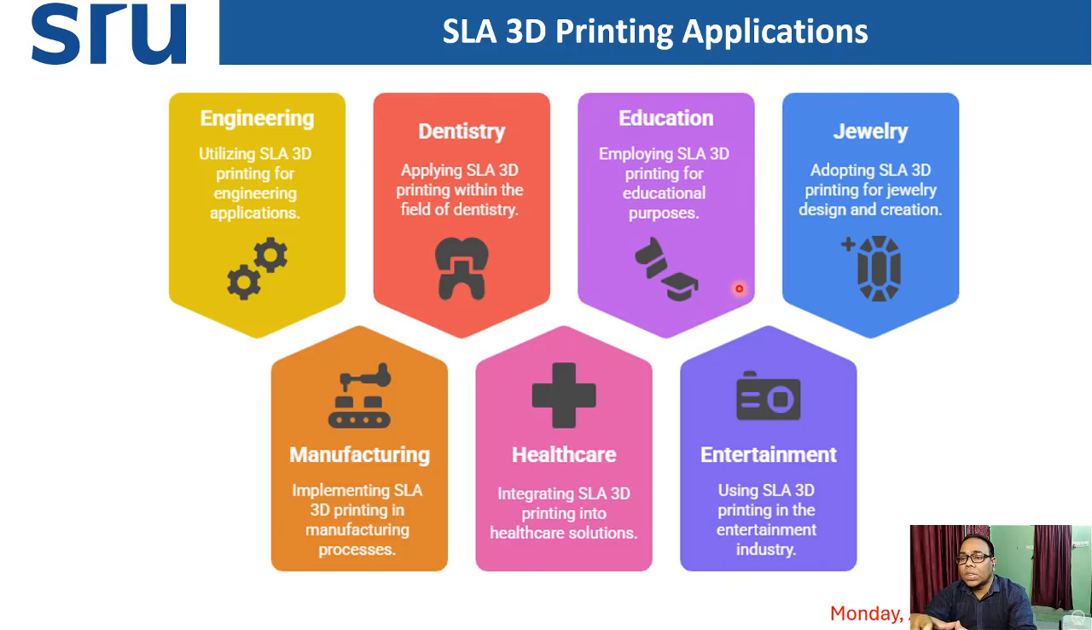Similarly, it can be used for jewelry. Nowadays SLA 3D printing is widely used in the jewelry industry, because they need very precise dimensions of the jewelry item. So for that, the mold is first printed, and in that mold the jewelry item is molded as per the requirement, shape, size and design. Similarly, coming to manufacturing, it is also widely used nowadays.